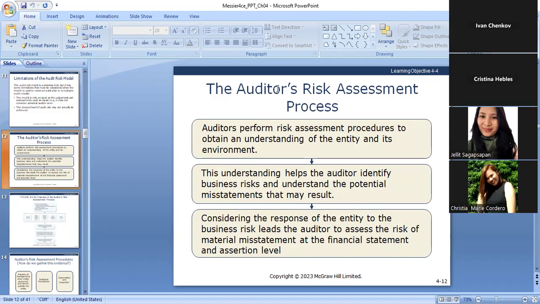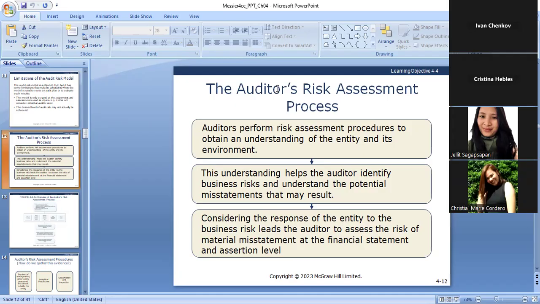So what's the audit risk assessment process? The auditor performs risk assessment procedures to understand the entity and the environment that's related to the inherent risk. Then this understanding helps the auditor to identify business risk and understand the potential misstatement that may happen. Once we do that, we consider the responses of the entity to the business risk, which leads the auditor to assess the risk of material misstatement at the financial statement and assertion level.